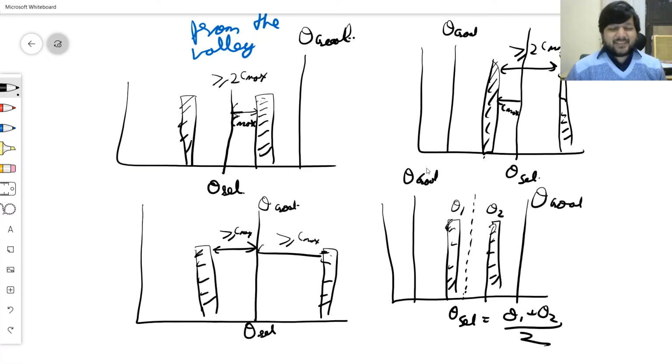I'll go by (theta 1 + theta 2) / 2, because my primary objective cannot be maximized more than (theta 2 - theta 1) / 2. That's the maximum clearance possible. I cannot maximize it further.